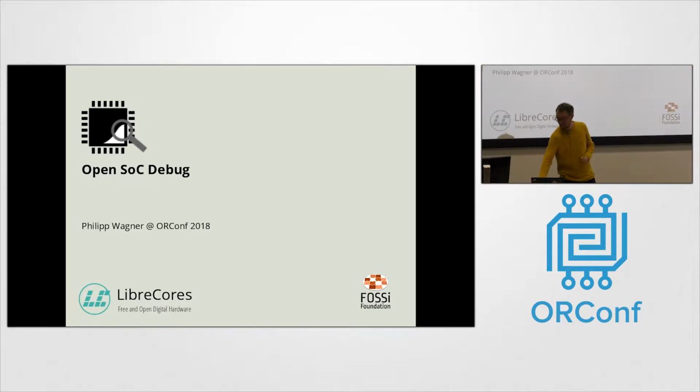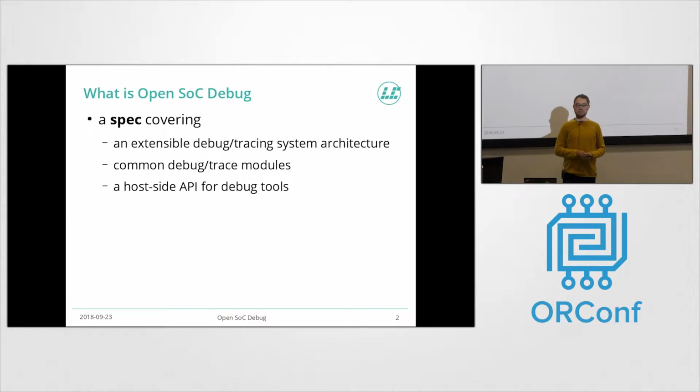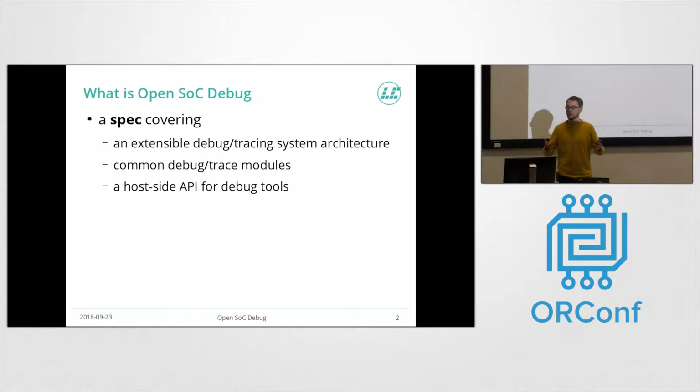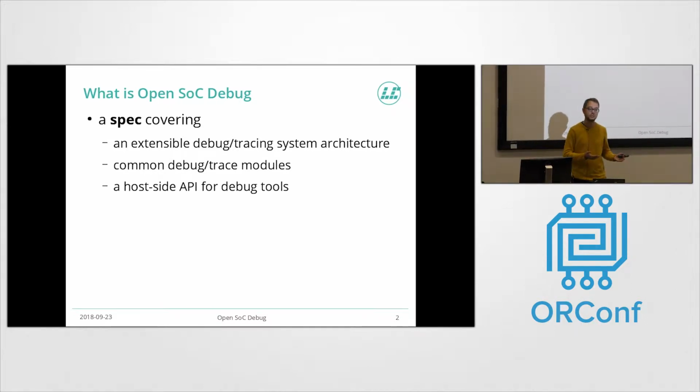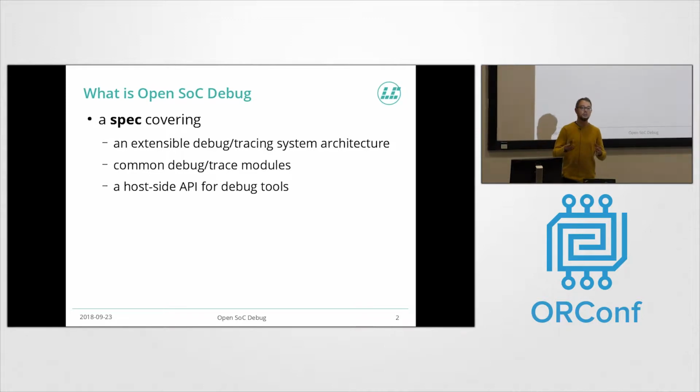First of all, what is Open SoC Debug all about? It's a specification, first of all, to do a debug and tracing architecture. Commercial tools you could compare it to are, for example, ARM CoreSight, for those of you that have heard of it, or Nexus 5001, which is also a specification in this regard. It's combining debug and trace, and we'll get to that in a second. It's having a common infrastructure there, and it's also a host-side API to plug in tools that make use of this debug and tracing infrastructure for your system on chip.